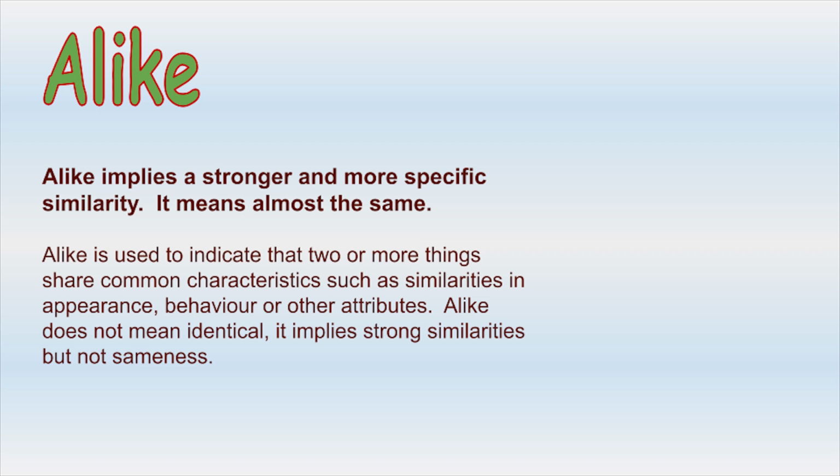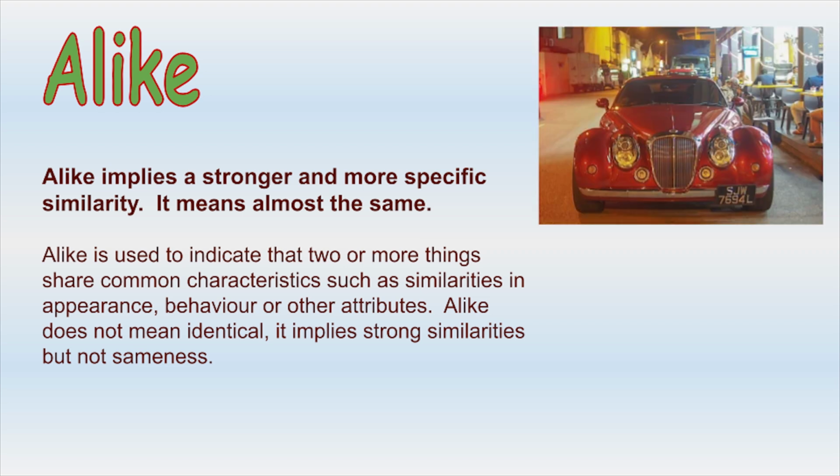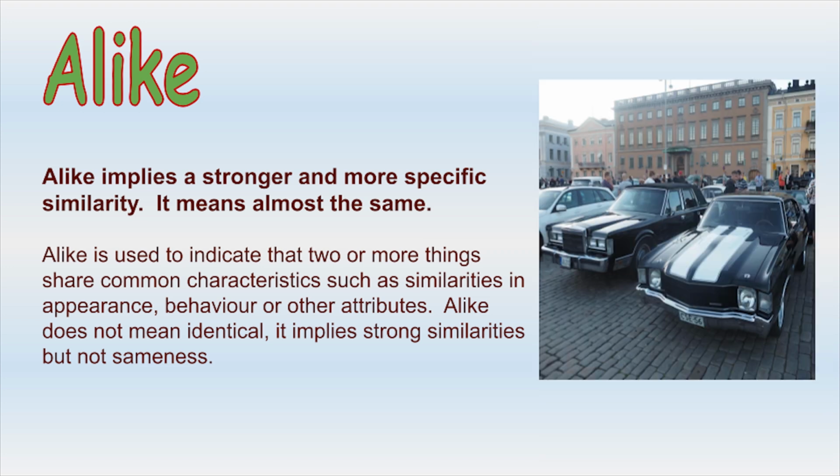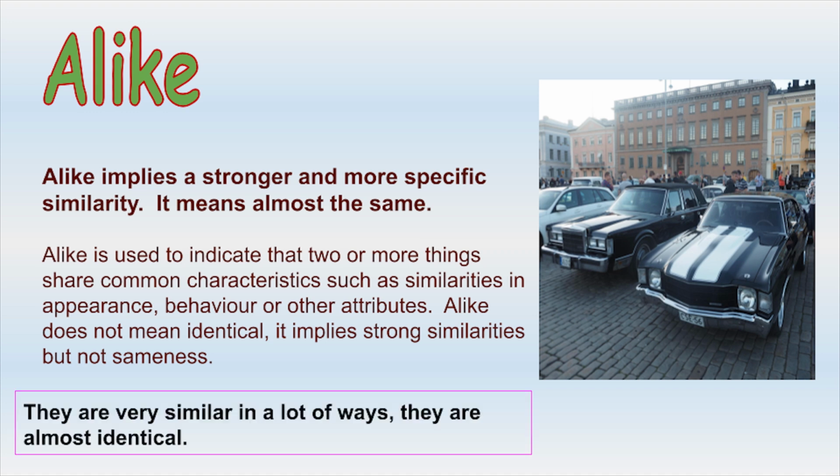For example, if we say this car looks like that car, we're implying that they share some similarities, but they are not identical. There are obvious differences. But if we say these cars are alike, we are suggesting that they are very similar in a lot of ways. They are almost identical.